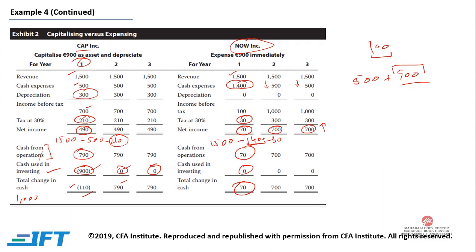Now in the next year, 1,500 revenue, 500 cash expense, but we don't have any depreciation. The reason we don't have any depreciation even in year 1 is because we are expensing the equipment. And the tax goes up quite intensely. It's $300 because the income before tax is quite high. And as we have said before, if we expense early, the early years' net income is low, and later years' net income increases, or profitability increases.